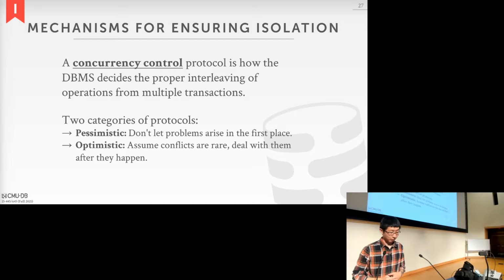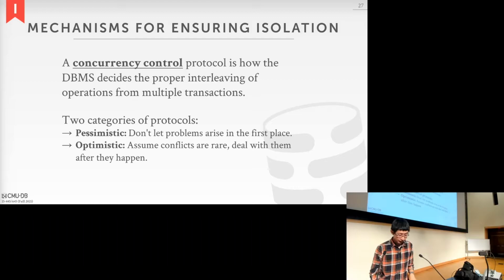To formally define it, a concurrency control protocol is how the database system decides the proper interleaving of operations from multiple transactions that are happening concurrently, such that each transaction or each user would perceive the database system as executing that transaction alone. It wouldn't see any impact or effect of the concurrently executed transactions. The mechanism to ensure that is called concurrency control. Very important terminology.